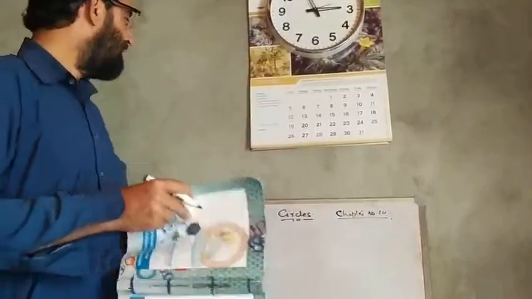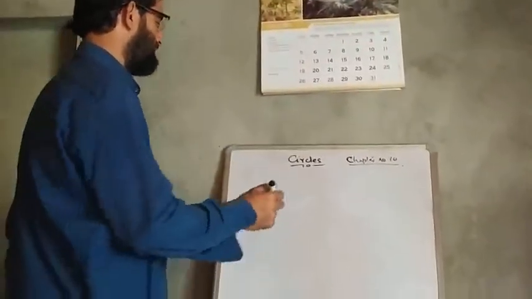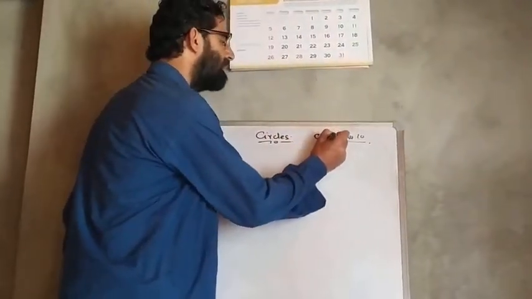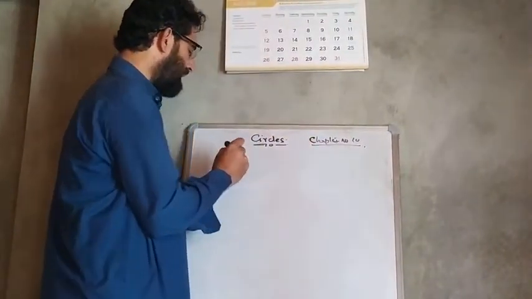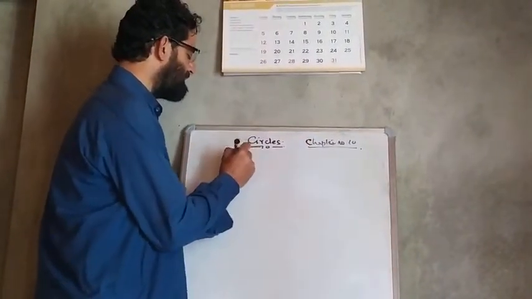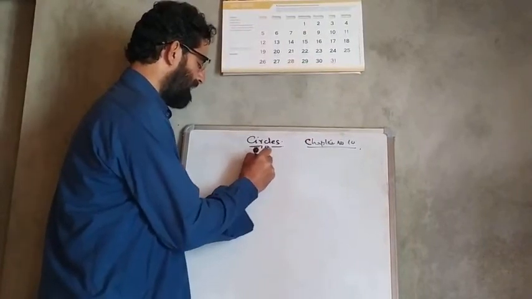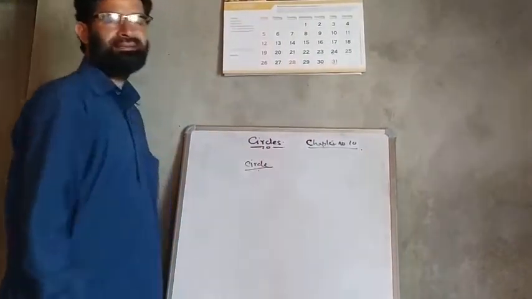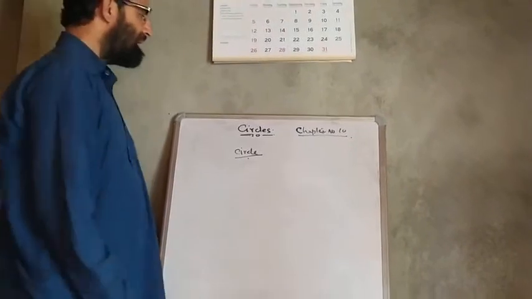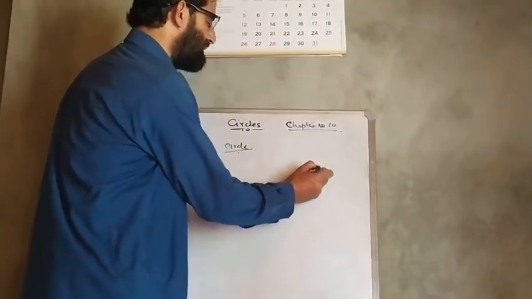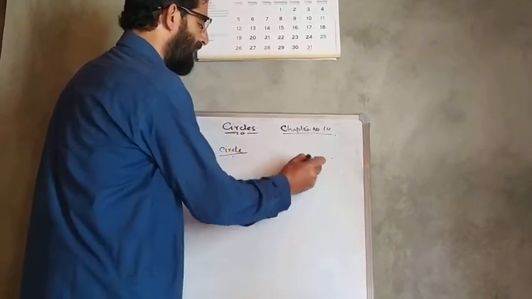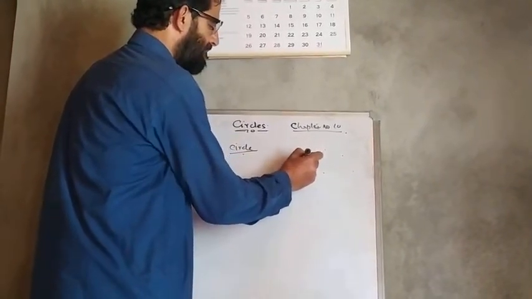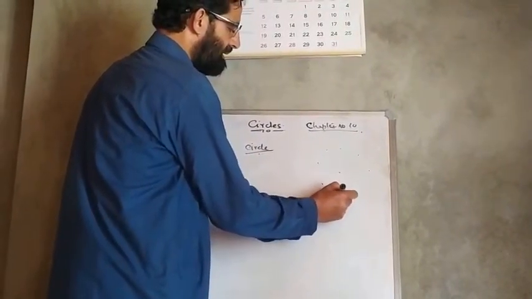Today, let's start chapter number 10, that's circles. In class 9th, we already know what a circle is. A circle is the collection of points which are equidistant from a fixed point. This fixed point is called the center of the circle.